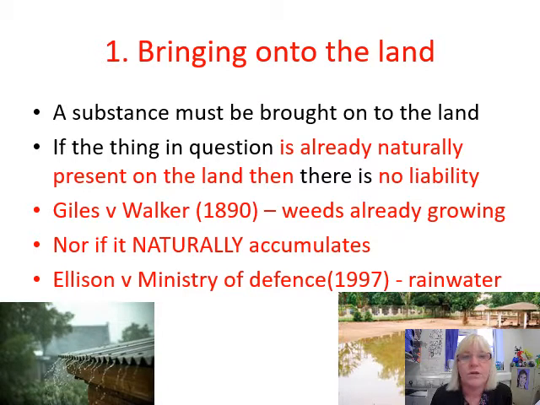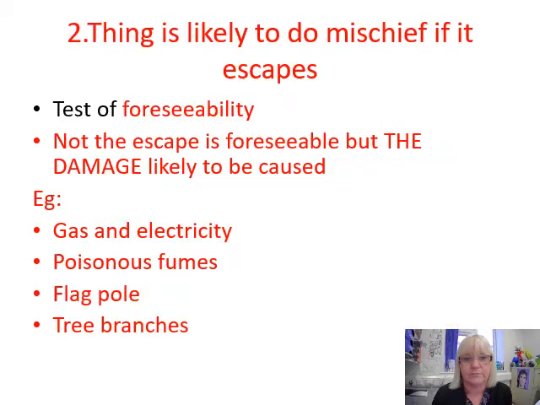Okay, so if we go through one at a time, the substance, as I say, must be brought onto the land. If it's already naturally present in the land, then there is no liability, as you can see from those two cases. The second thing is that the accumulation is likely to do a mischief or damage if it escapes. We're not testing whether the escape is foreseeable, but the damage that is likely to be caused. Gas, electricity, poisonous fumes, tree branches, things that are likely to do damage if they escape.